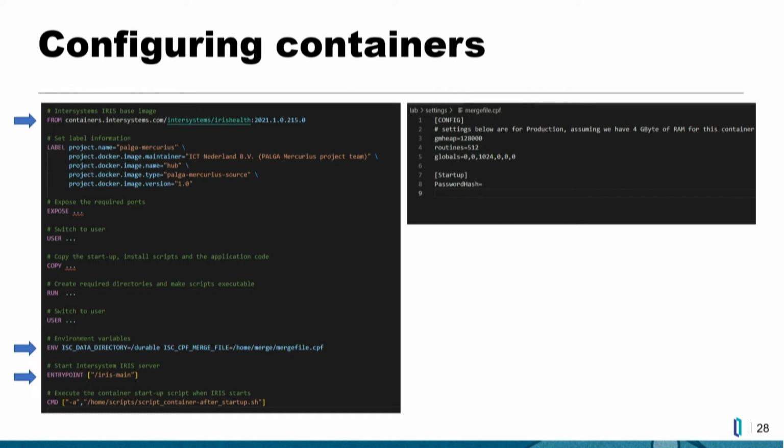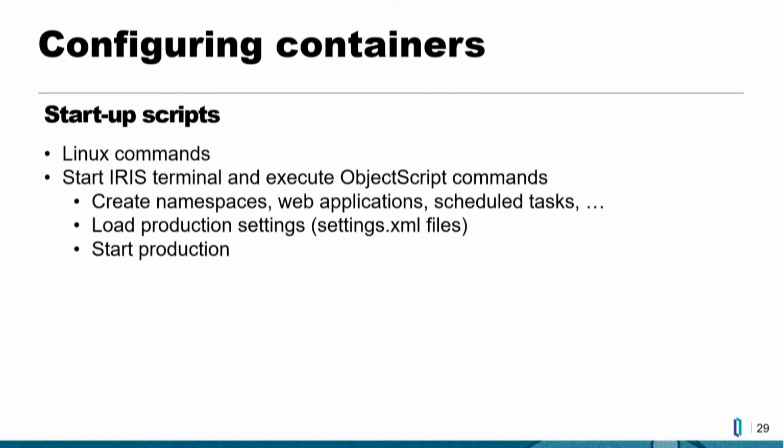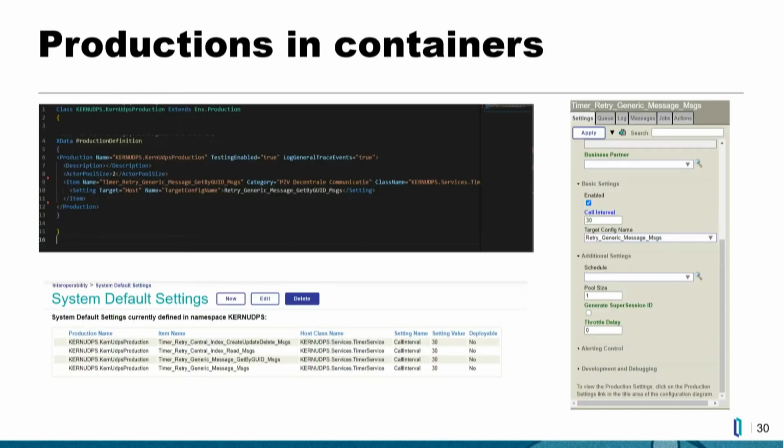And these startup scripts are actually, we see that on the next slide, execute some Linux commands. But they also make it possible to actually call the IRIS terminal. And in the IRIS terminal, they will perform some object script commands and use that to create actually namespaces, web applications, create users and roles, and so on. And also, they will load the production settings and start the production using these startup scripts.